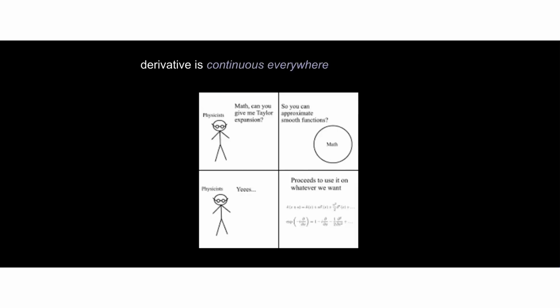What is a smooth function? A smooth function is a function whose derivative is continuous everywhere.